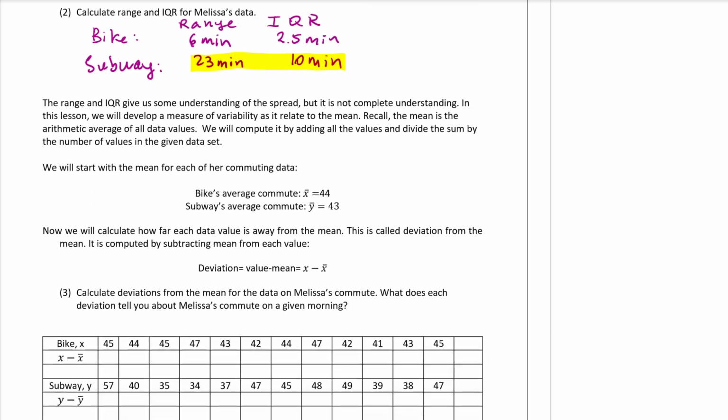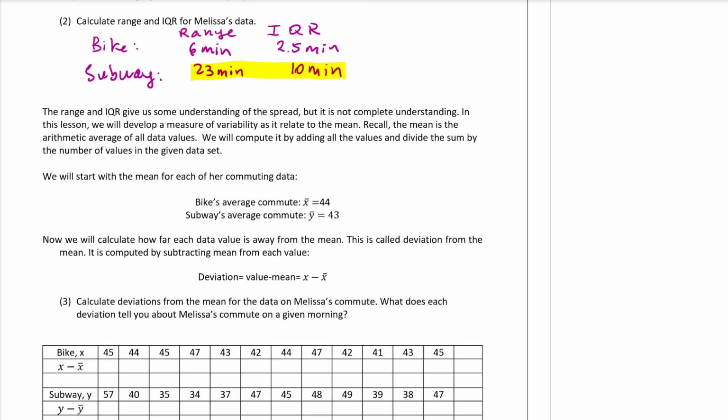Alrighty, now let's go into more calculation. So the range and IQR give us some understanding of the spread, but it's not a complete understanding. It's not a complete picture. In this lesson, we'll develop a measure of variability as it relates to the average, or arithmetic mean. Recall, the mean is the arithmetic average of all the data values. We'll compute it by adding all the values and dividing the sum by the number of values in the given data set.